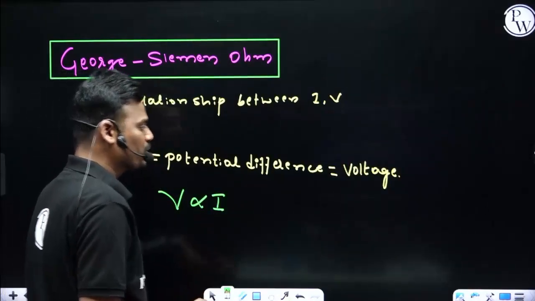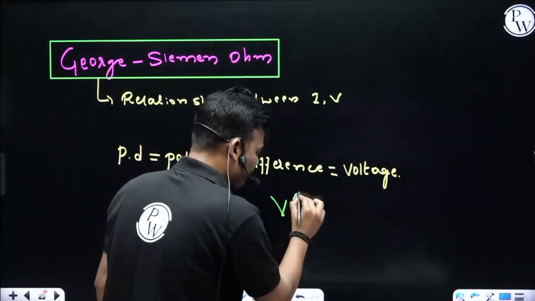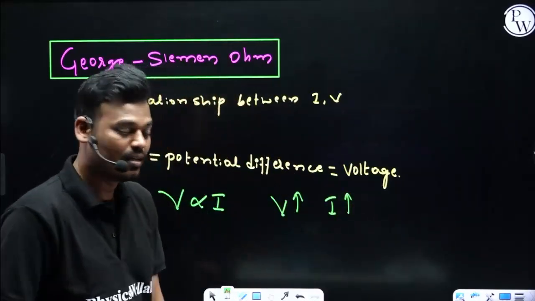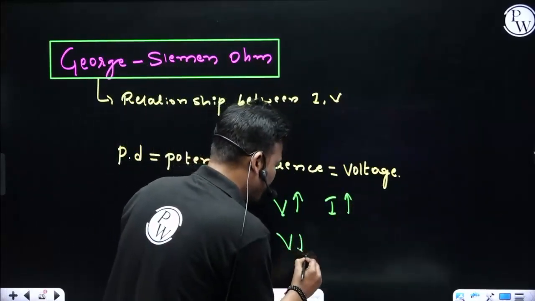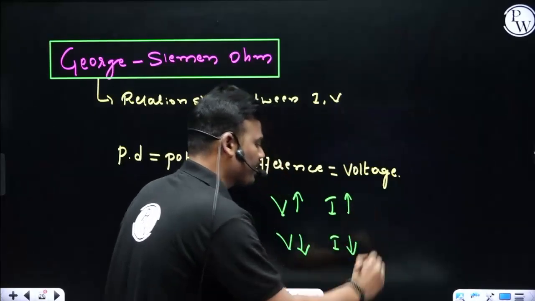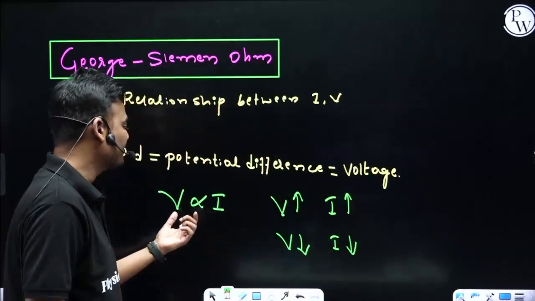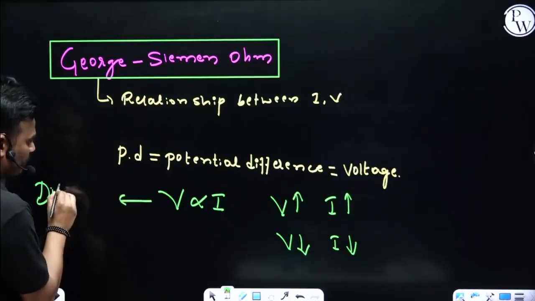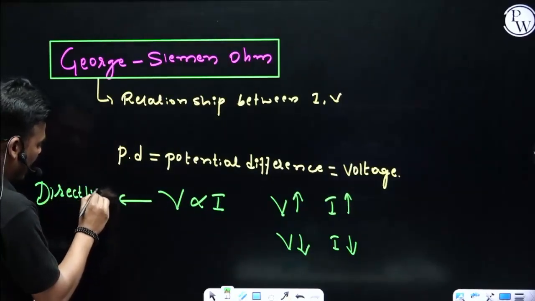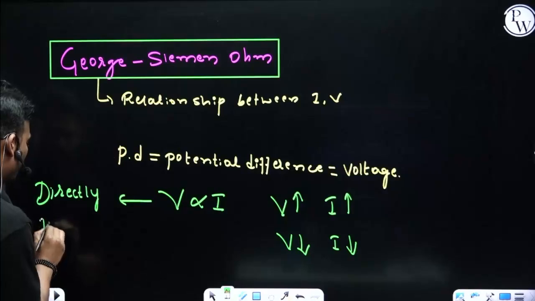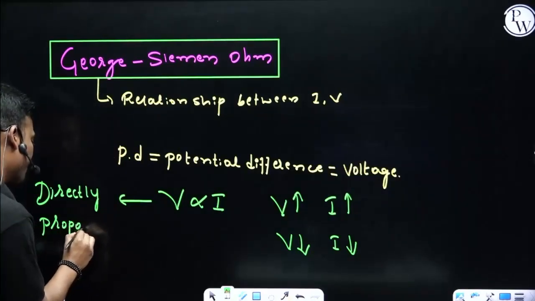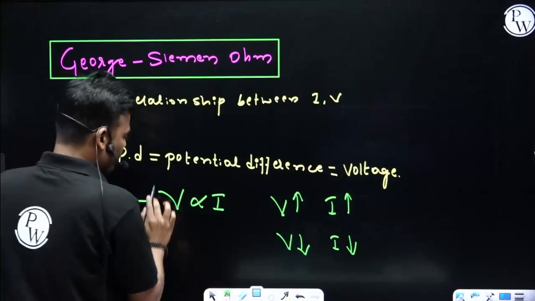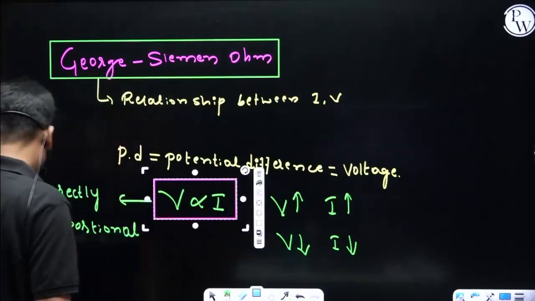Directly proportional means if the potential difference is increased, the current also increases. If the potential difference is decreasing, the current is also decreasing. So this one we call directly proportional. Got it? Let's see it by the simulation.